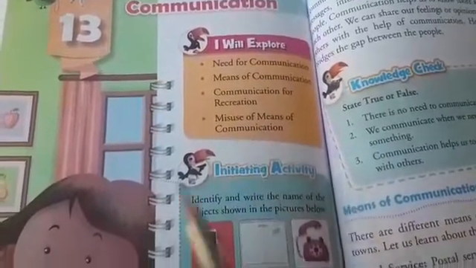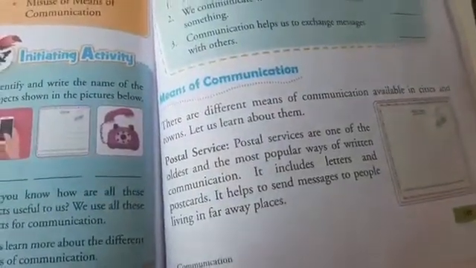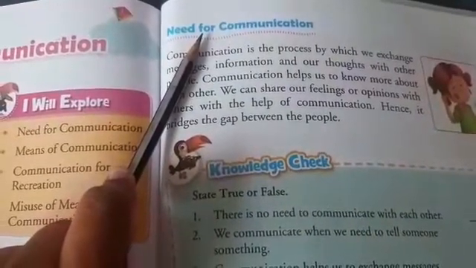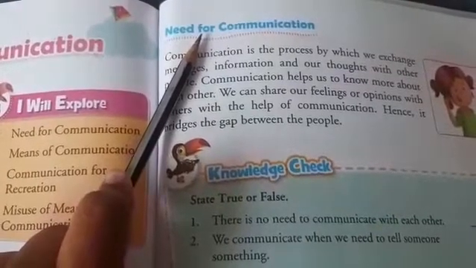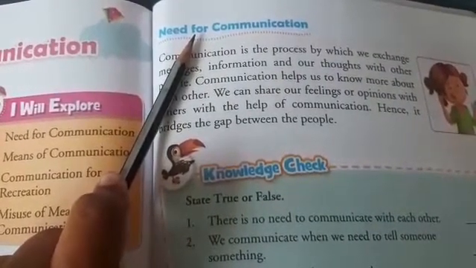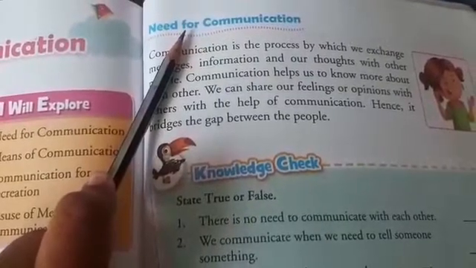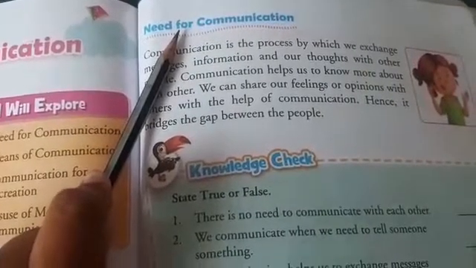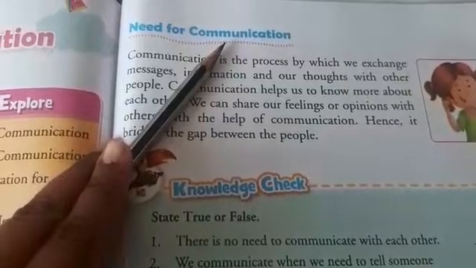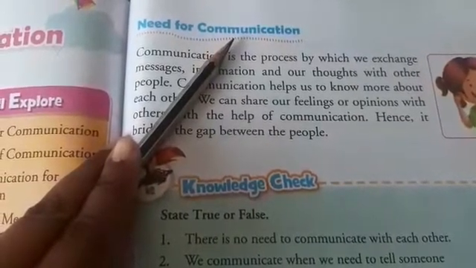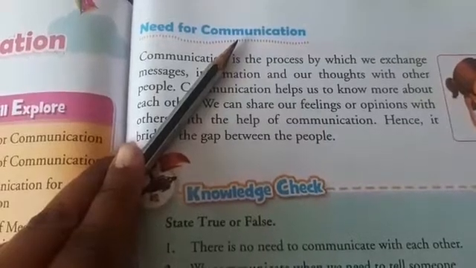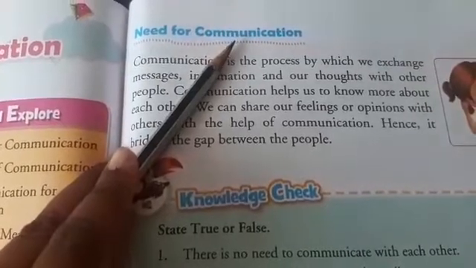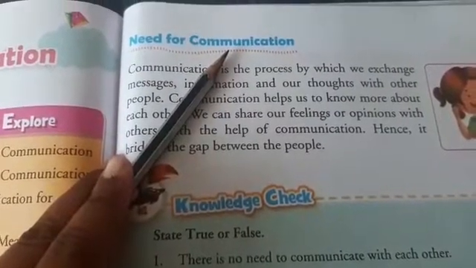Okay children, now open the book at page number 109. So children, first is need for communication. Children, we human beings are very intelligent and have created our own languages to communicate with each other. Every day we talk with many people about different issues, likes and dislikes, ideas, feelings, etc. So, children, this sharing of ideas, feelings, messages, and information with other people is called communication. It helps us to keep in touch with our relatives, friends, and the world around us. Hence, it bridges the gap between the people.